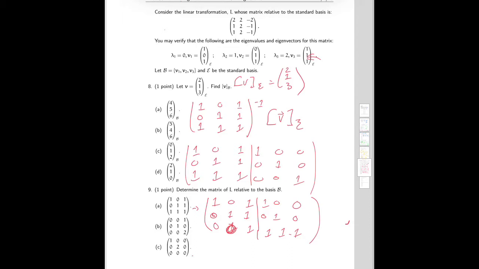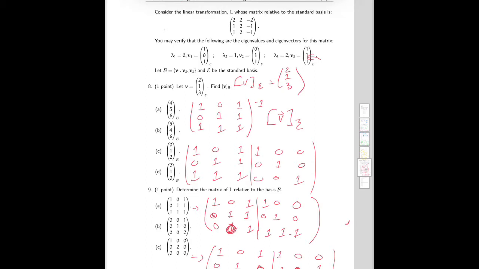And I'm going to copy everything down. Row 2 is equal to row 2 minus row 3. 0 minus 0 is 0, 1 minus 0 is 1, 1 minus 1 is 0, 0 minus 1 is minus 1, 1 minus 1 is 0, 0 minus minus 1 is 1. And the bottom row stays the same: 0, 0, 1, 1, 1, minus 1.